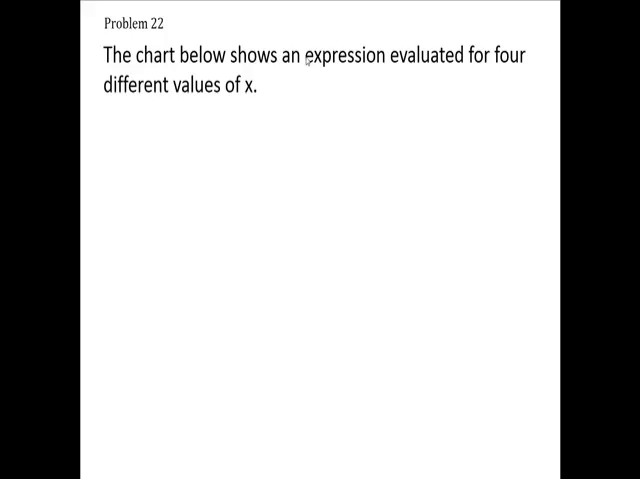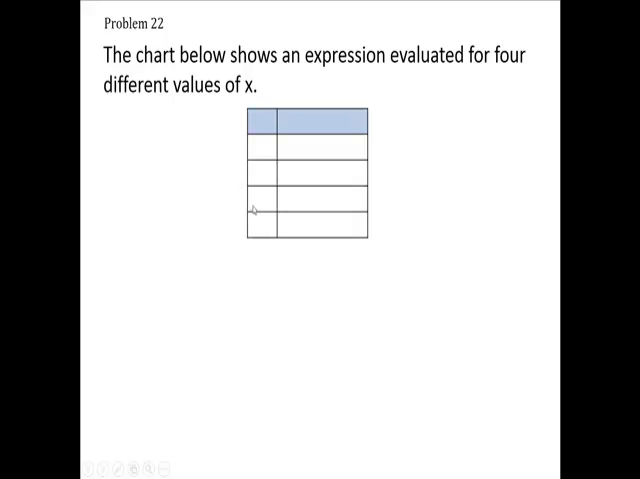The chart below shows an expression evaluated for 4 different values of x. Okay, there's x, and this is f of x. And when x is 1, f of x, this x squared plus 7x plus 11, is going to equal 19. When x is 2, f of x is 29. When x is 5, f of x is 71. When x is 8, f of x is 131.